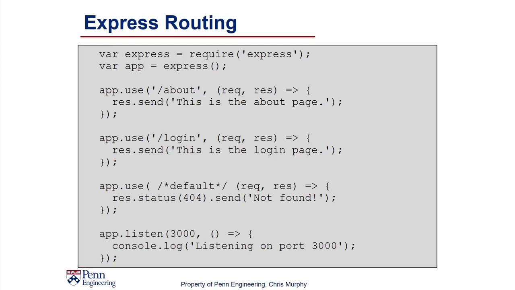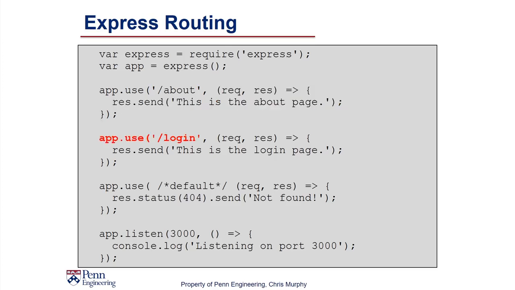Here we see our index.js file. As always, at the top, we're going to require Express, and then we'll use the Express function to create our app. As we've seen before, we can use the app.use function to specify the callback function for each individual URL. In this case, the URL will be /about, and when our server gets a request for /about, it will invoke this callback function, which in this case will send back the HTML that says this is the about page.